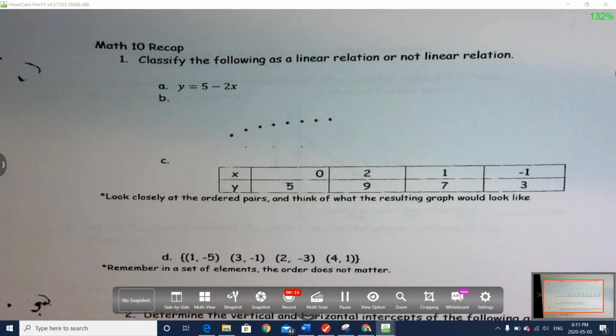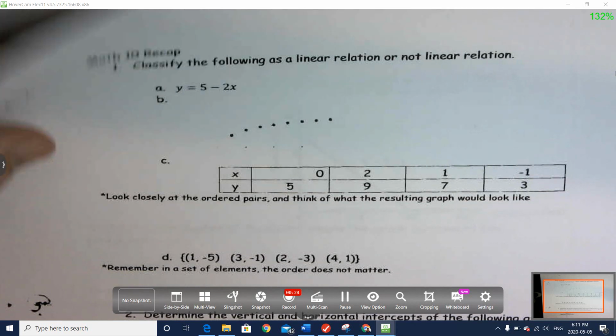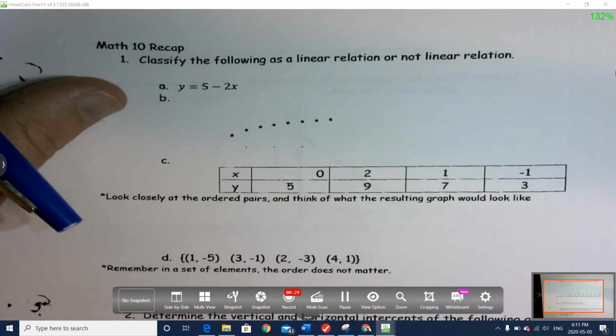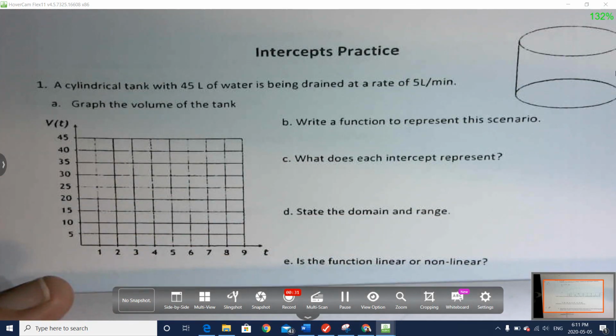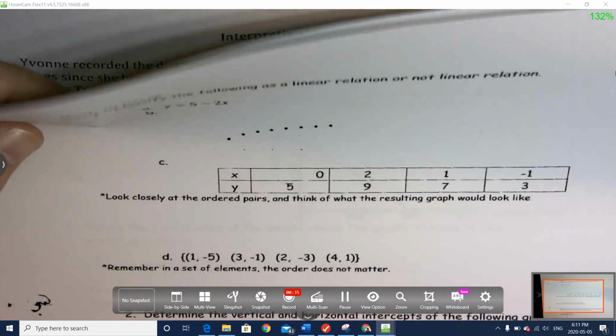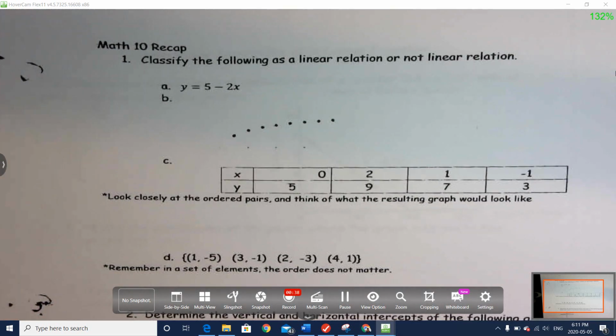So some of this is where we're going, some of this is what we've done, some of it is the work you're working on right now. I'm going to do a lesson first just with that recap, then I'm going to do some determining intercepts of linear functions, then we're going to look at some intercepts and interpreting slope, and once we're through those, you'll have what you need for that next assignment I posted. I'll post two more lessons as well, one on slope of a line segment and the slope formula, a little bit later. So let's take a look at this.